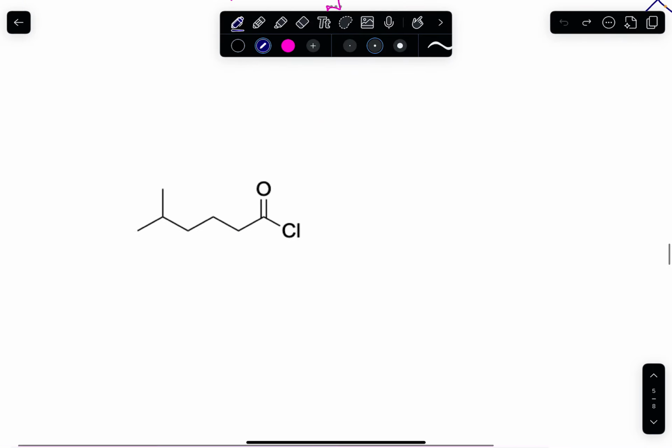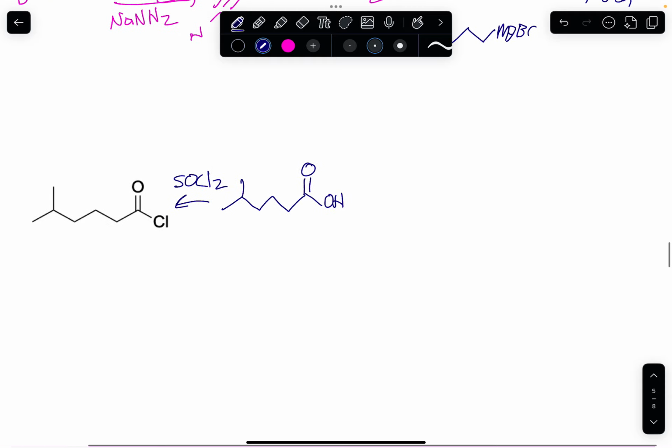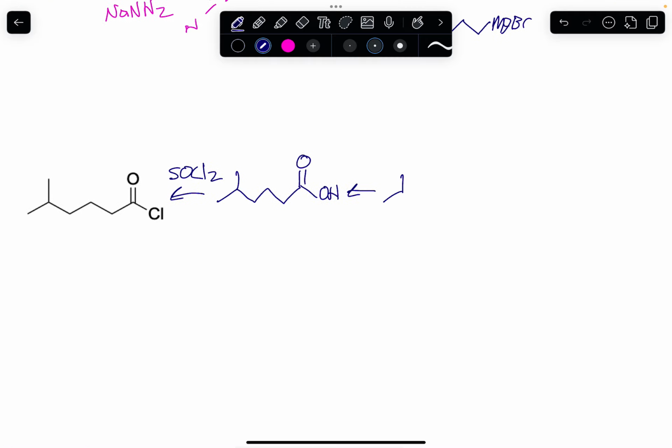All right, so starting from 3 carbons or fewer, we need to make this. The way I'm going to do this is I'm going to make a carboxylic acid first, and then do SOCl2 to make that into an acid chloride. Oops, I meant thionyl chloride, not Sockle 2. How do we make a carboxylic acid? There are several ways to do this.